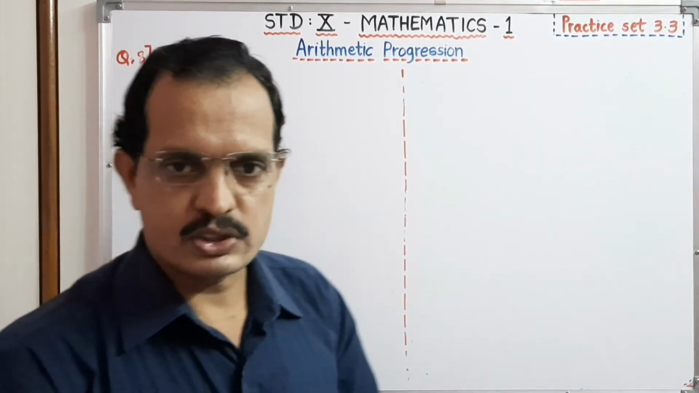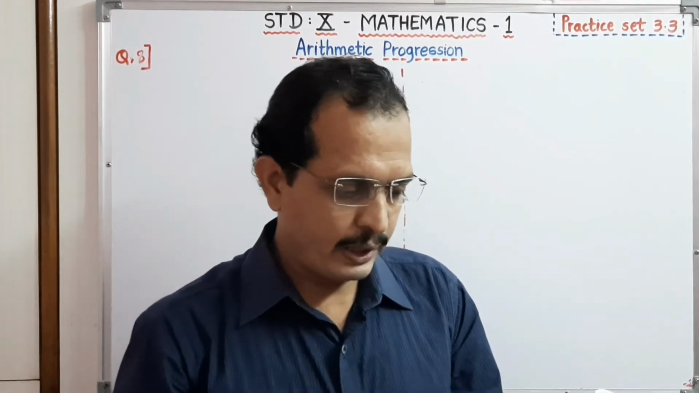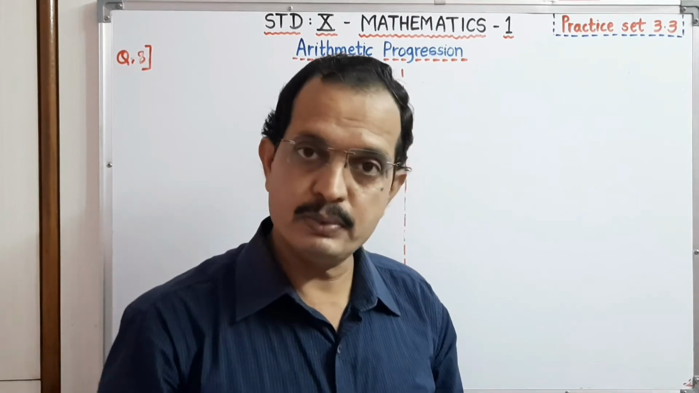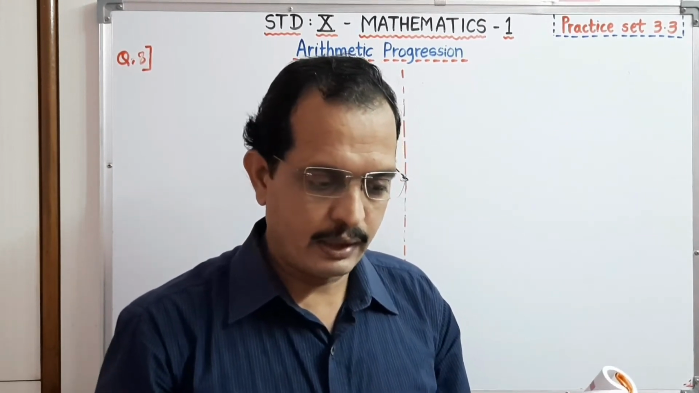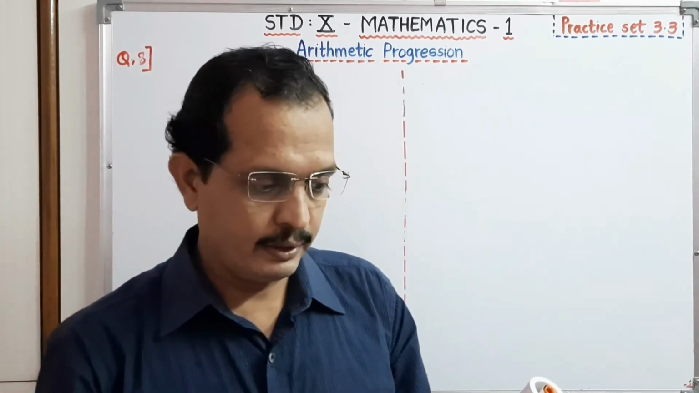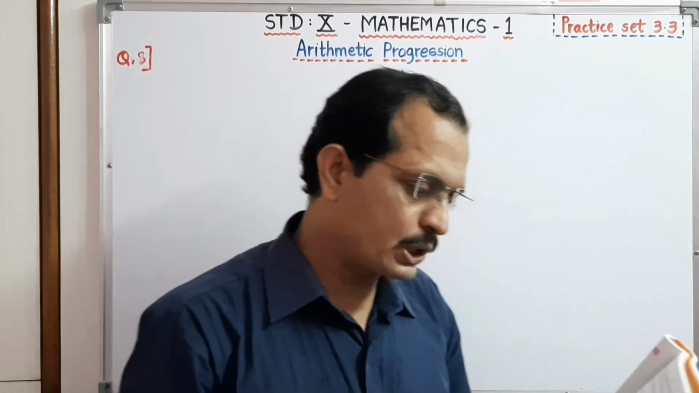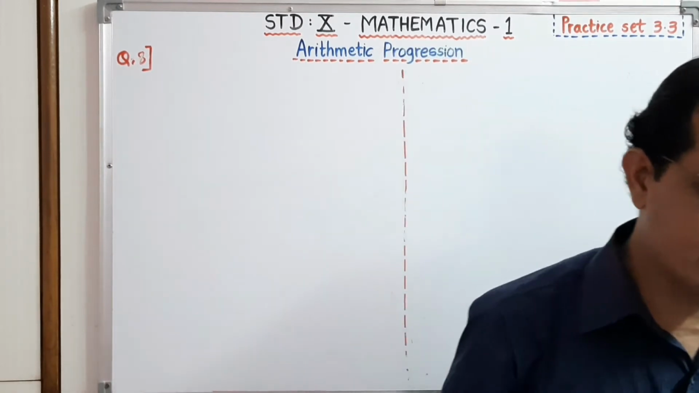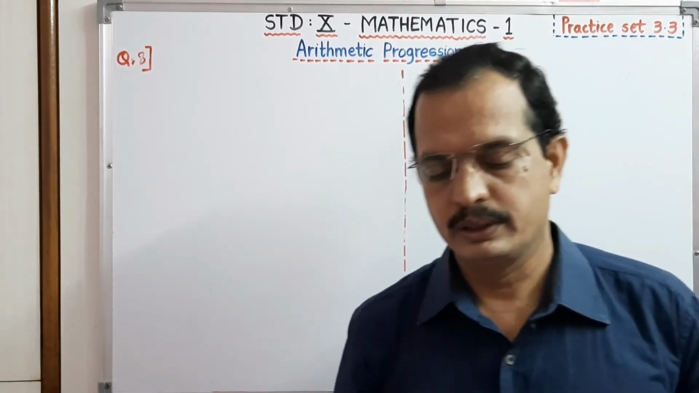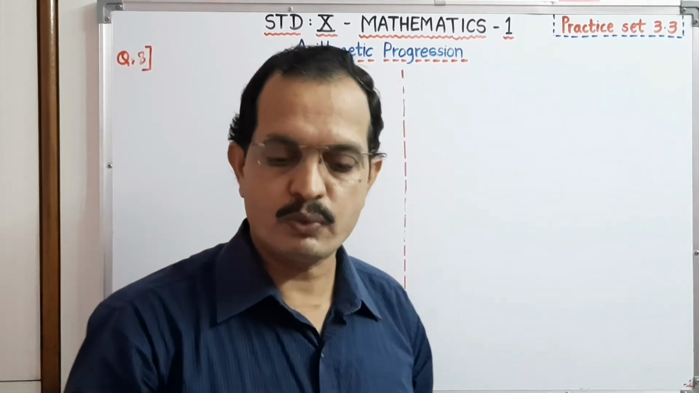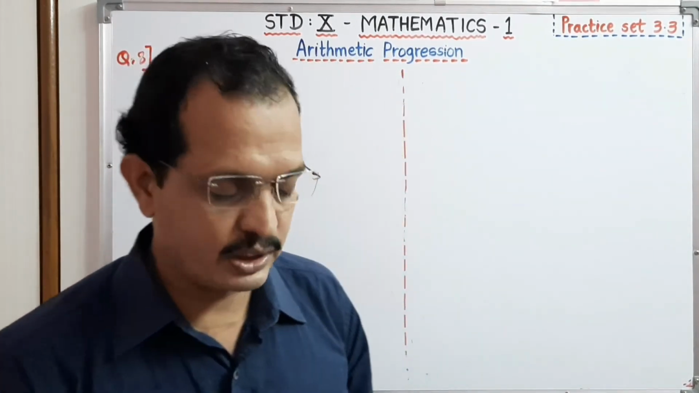Find, see the question number 8-1. Find 4 consecutive terms in an AP whose sum is 12 and sum of third and fourth term is 14, and assume 4 consecutive terms in AP are a minus d, a plus d and a plus 2d. See, same question is there. Instead of 3 consecutive terms, 4 consecutive terms are mentioned here.